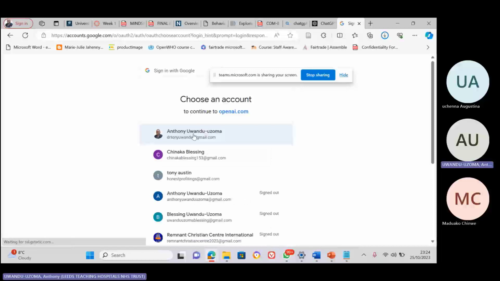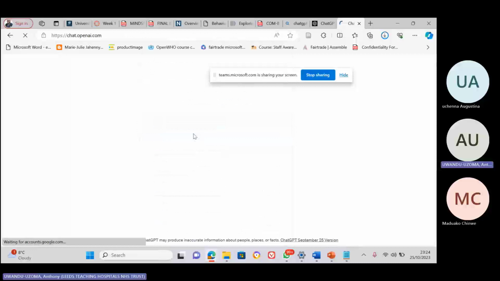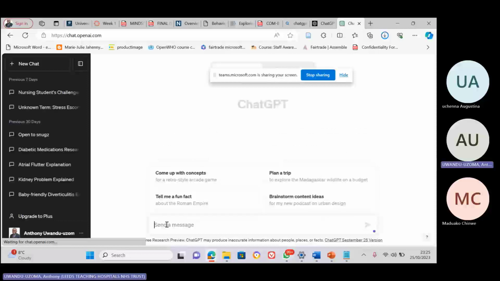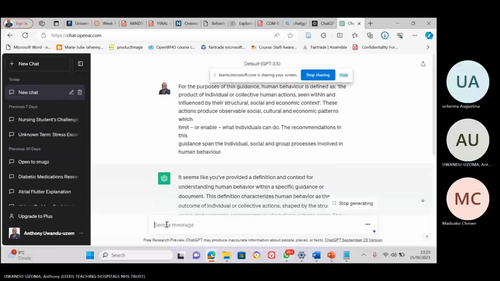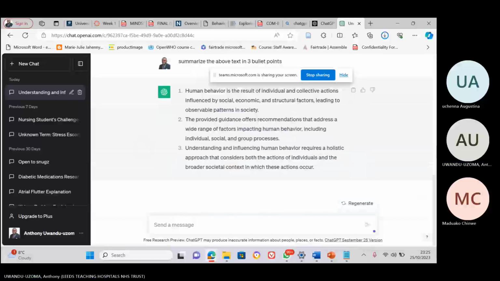So I want ChatGPT to explain to me what is behavioral change in simple words. Okay. I don't want the whole complicated English. I don't understand all this stuff. So I'll just paste it inside here. So I will now say, summarize the above text in 3 bullet points. Watch. I want to understand what is behavior, or what is human behavior. Okay.